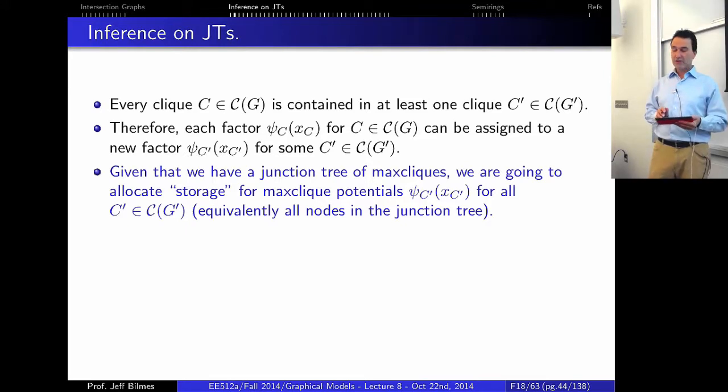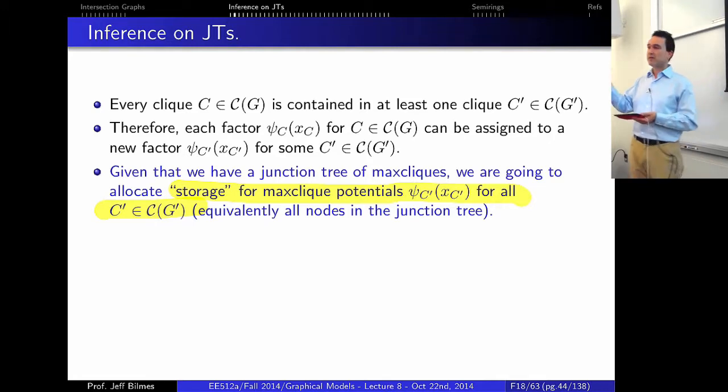We've got a junction tree of Maxcliques. Let's just say it's Maxcliques for now. And we're going to allocate storage in the form of a probability table of some sort for all Maxclique potentials, for all C prime, for all of the Maxcliques. Or in other words, for all nodes in the junction tree. So it's very much like we've got these nodes, except that the nodes, remember, are multivariate nodes corresponding to all of the variables within the cluster corresponding to that node in the junction tree.